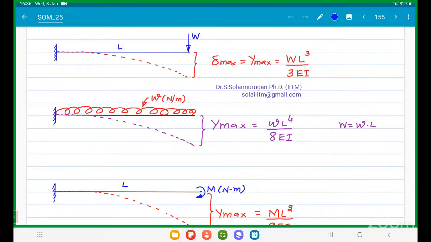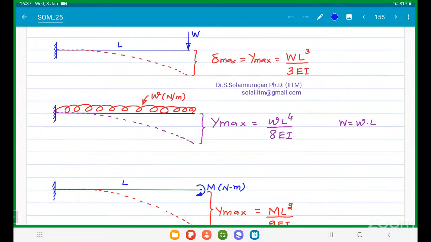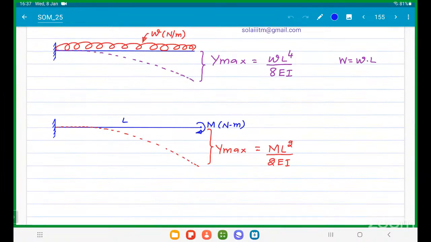Then cantilever with a full UDL: maximum deflection is equal to small w L power 4 by 8 EI. And for a cantilever with a moment at the free end, it is M L square by 2 EI.